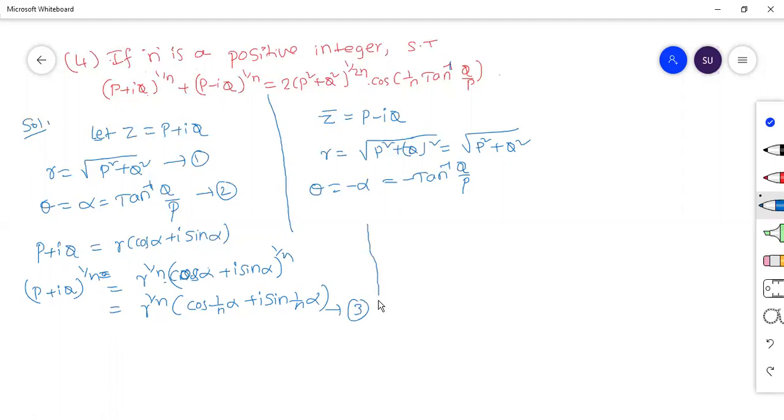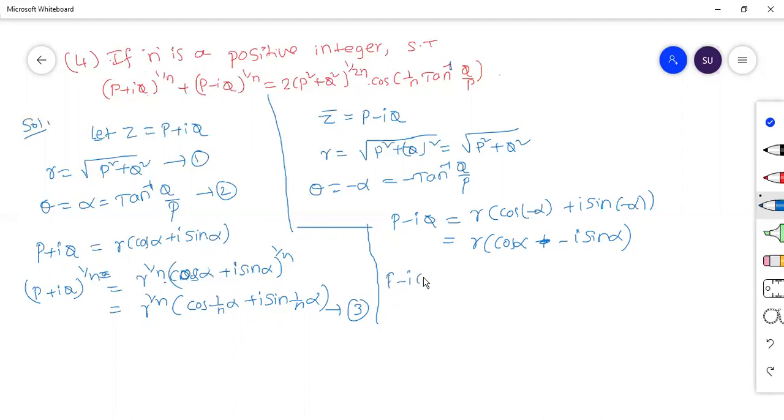3. Okay, now coming to here, p minus iq is equal to, again, r into cos of theta, which is cos of minus alpha, plus i into sine of minus alpha, correct? Theta is nothing but minus alpha. r into cos of minus alpha, cos of negative is positive, so cos alpha here, minus i sine alpha, because sine of minus theta is minus sine theta.